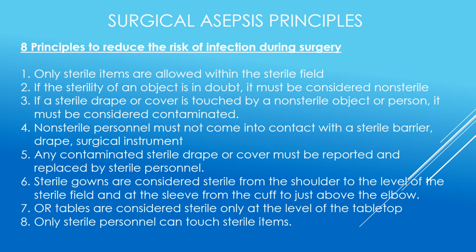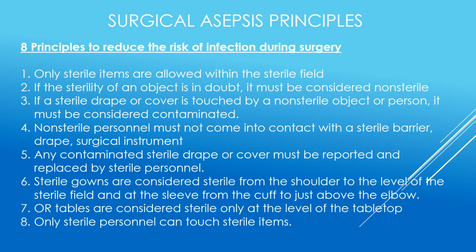Surgical asepsis principles. 8 principles to reduce the risk of infection during surgery. 1. Only sterile items are allowed within the sterile field. 2. If the sterility of an object is in doubt, it must be considered non-sterile. 3. If a sterile drape or cover is touched by a non-sterile object or person, it must be considered contaminated. 4. Non-sterile personnel must not come in contact with a sterile barrier, drape, or surgical instrument. 5. Any contaminated sterile drape or cover must be reported and replaced by sterile personnel.